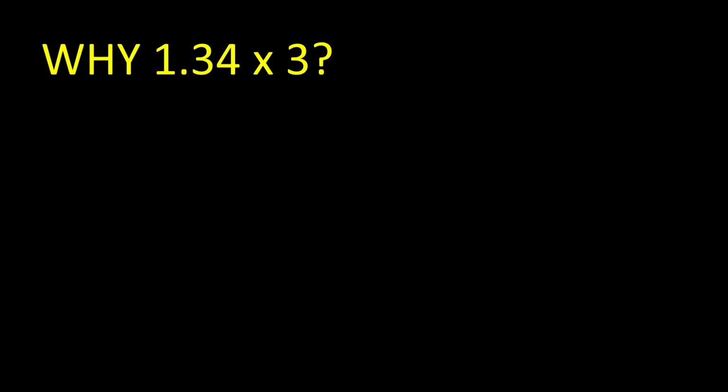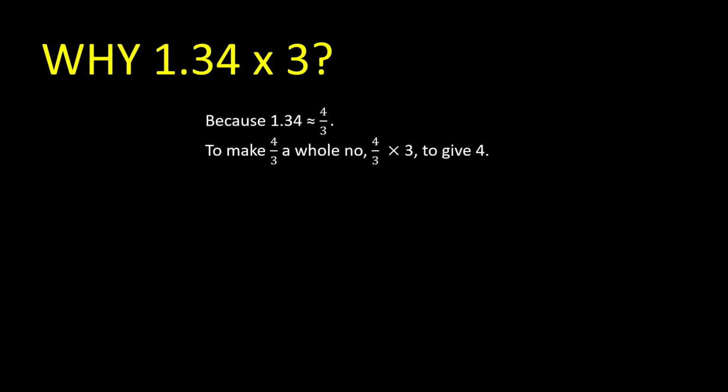Some of you must be wondering why, when I got a 1.34 mole ratio, I need to multiply by 3. It is because 1.33 is approximately 4 over 3. So how to make 4 over 3 a whole number? We can only multiply 4 over 3 by 3 to give the whole number 4.